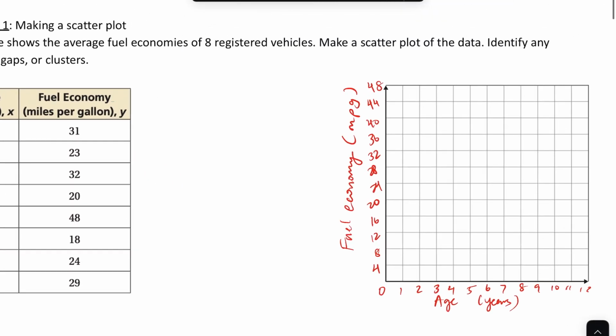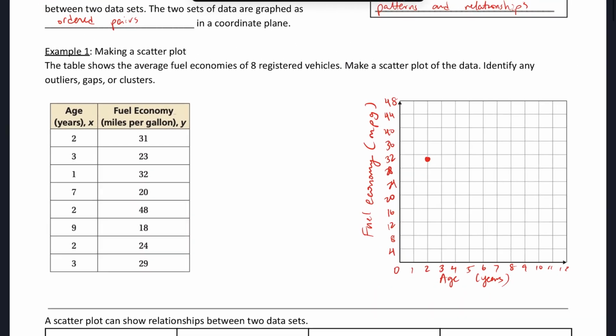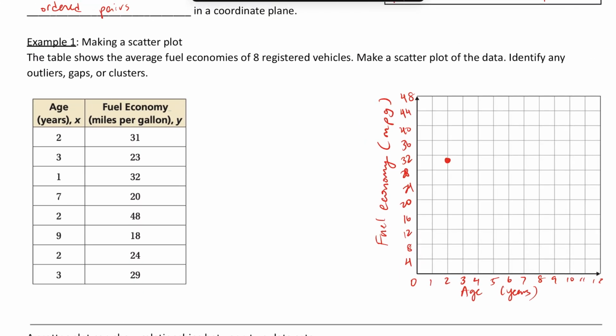So 2, 31 is going to be roughly right here. What's the next one? 3, 23. 3, 23 is going to be like right here. 1, 32. 7, 20. 2, 48. 9, 18. 2, 24, and 3, 29, right around there. Looks all right.